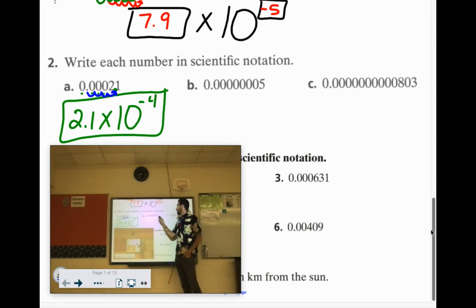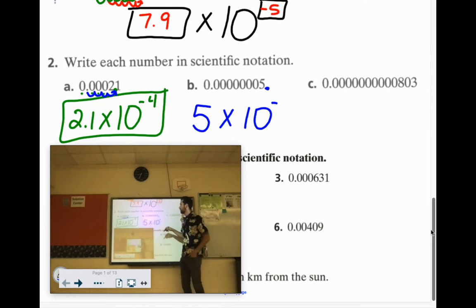All right. It would have to be 5.0, right? It'd have to be behind the 5. But we could just write 5 times 10 to the negative... Let's count how many zeros. 1, 2, 3, 4, 5, 6, 7, 8 zeros, times 10 to the -8.